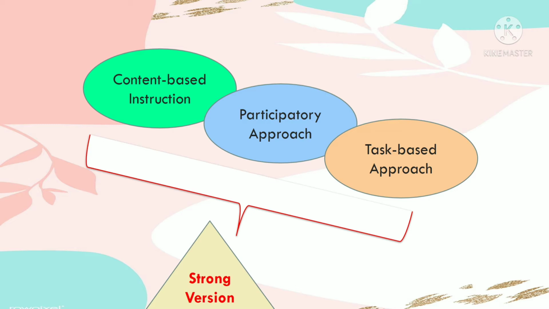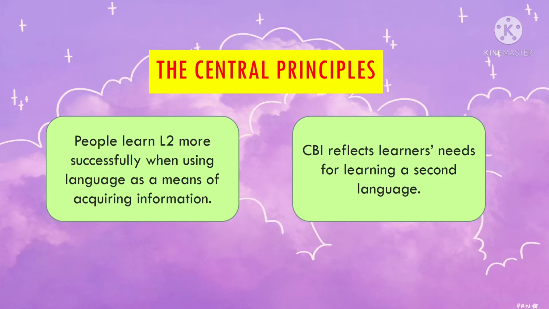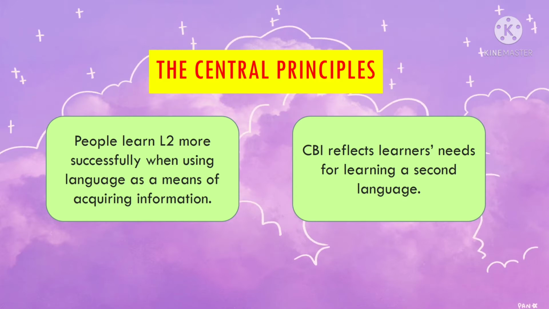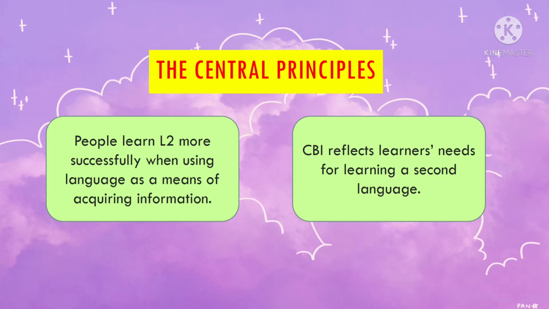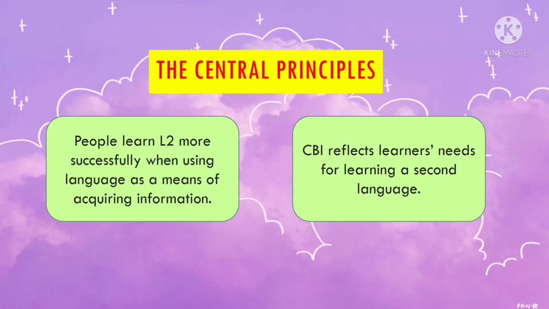Content-based instruction, participatory approach, and task-based approach belong in the strong version. While the three may seem different at first glance, what they have in common is that they give priority to communicating. If students learn to communicate by communicating, then the destination becomes one and the same. The central principle means that people faced with everyday needs in a real-life situation might find it easier to acquire and use the target language as a tool with a real purpose, for instance, getting food, studying, and getting a job.